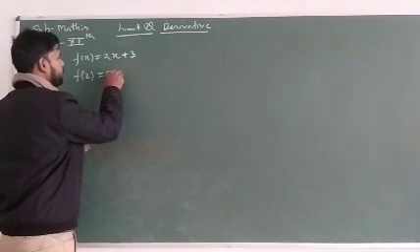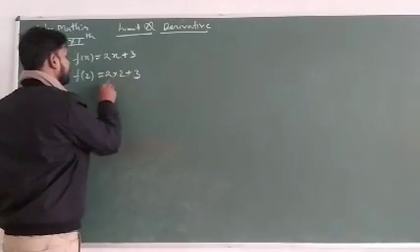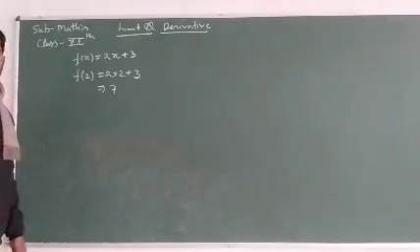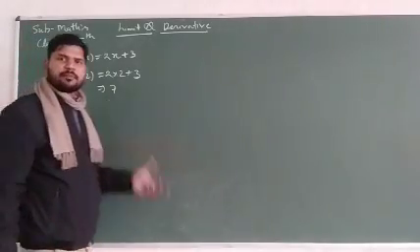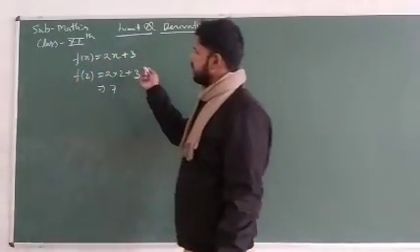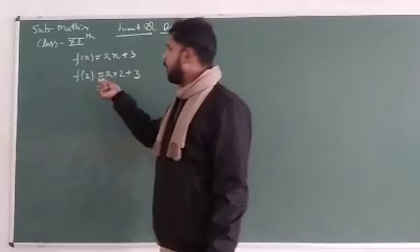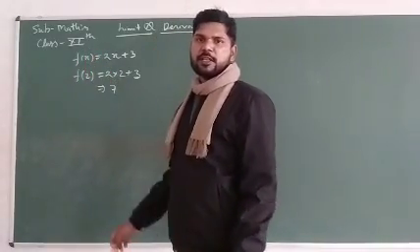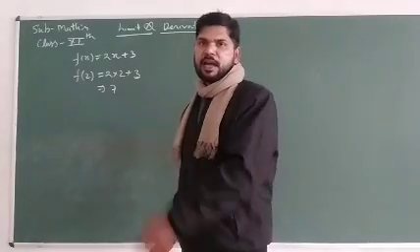2 into 2 plus 3, and what will you have? 2 times 2 is 4, plus 3 is 7. The result will be 7. So what did we do? The function was 2x plus 3 and we needed to find f(2), which means we have to put 2 at the place of the variable, and we did that and got a result.